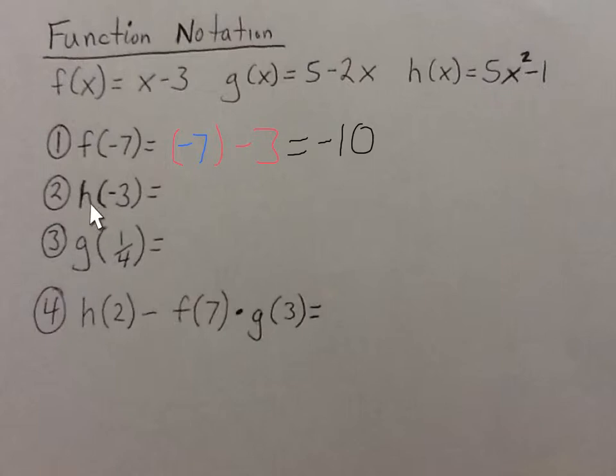So for h of -3, well, I go to h, which is right here, and I'm going to plug -3 into that. So let's see. What that means is I'm going to take h, which is 5x squared minus 1, and inside of the x, it's saying we're plugging -3. So I put -3 right there. And now I just got to do the arithmetic.